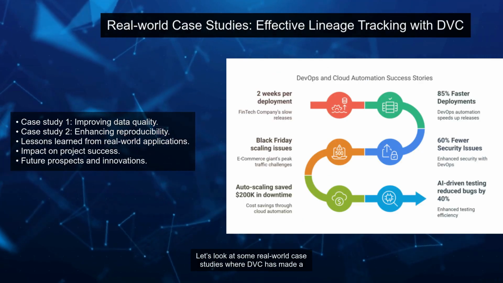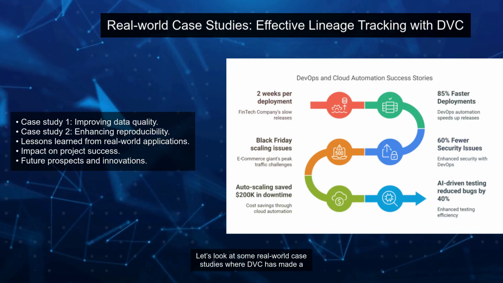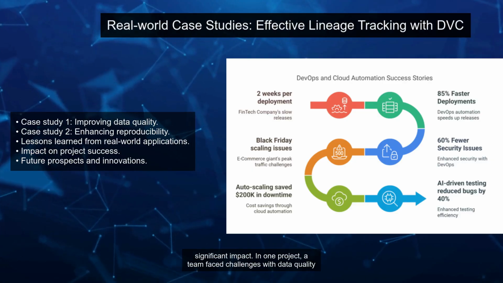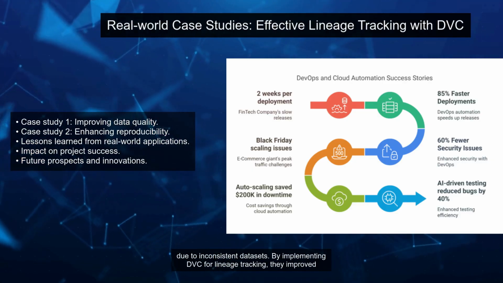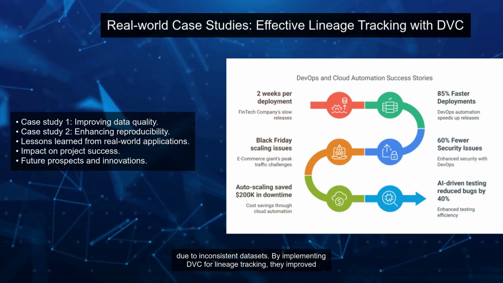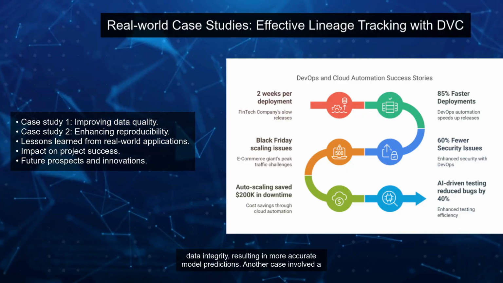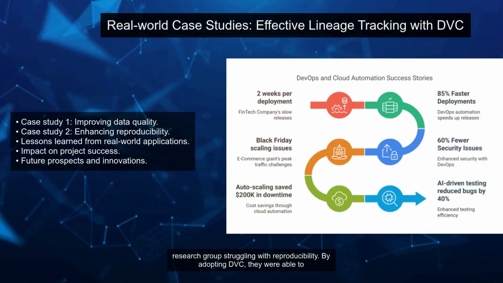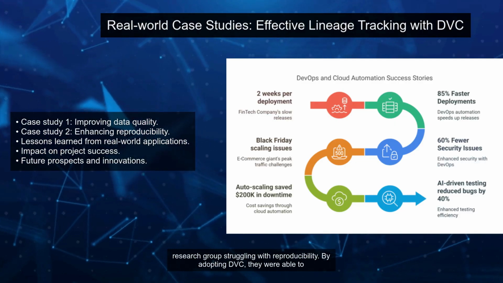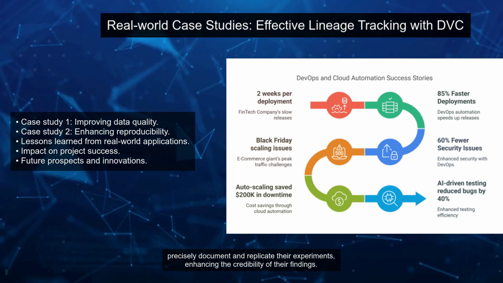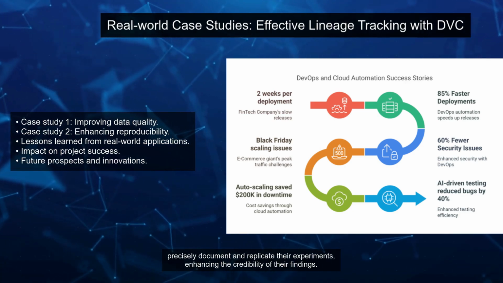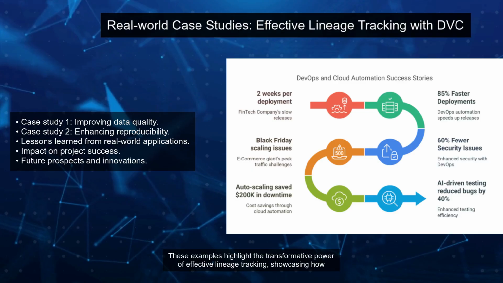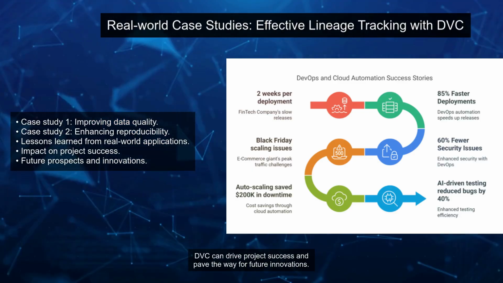Let's look at some real-world case studies where DVC has made a significant impact. In one project, a team faced challenges with data quality due to inconsistent datasets. By implementing DVC for lineage tracking, they improved data integrity, resulting in more accurate model predictions. Another case involved a research group struggling with reproducibility. By adopting DVC, they were able to precisely document and replicate their experiments, enhancing the credibility of their findings. These examples highlight the transformative power of effective lineage tracking, showcasing how DVC can drive project success and pave the way for future innovations.